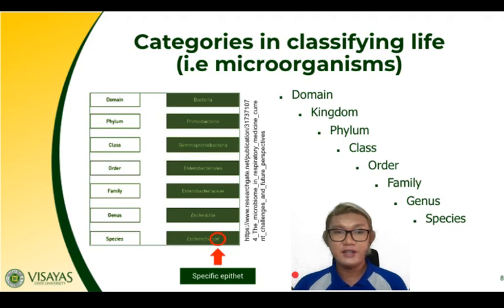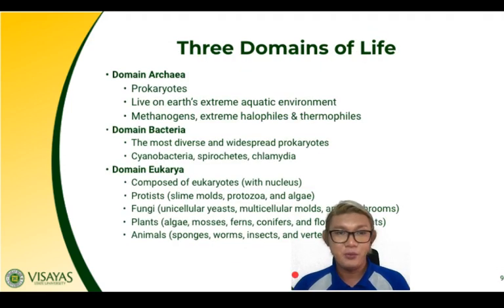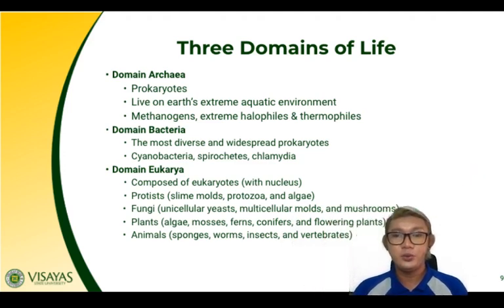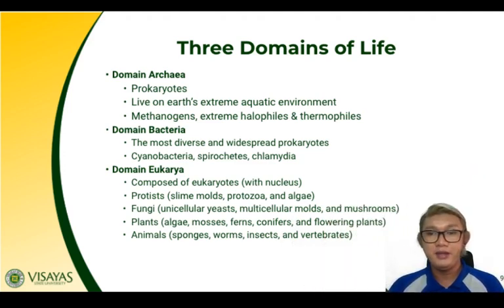So those are the different categories, the levels of the hierarchical classification of different living organisms. Again, this is not just true for microorganisms, but for all the other types of organisms as well. Now, there are three domains of life. Okay, so the domain is the broadest category. So all of the living organisms are divided into three domains. Okay? So what are these different domains?